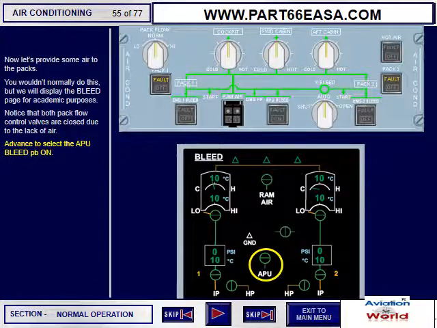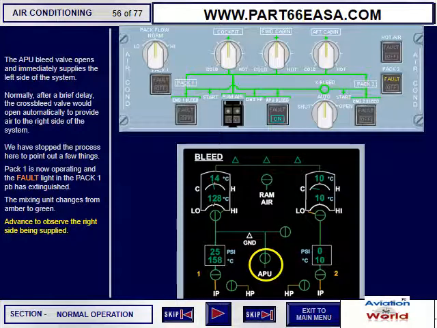Now let's provide some air to the packs. You would normally do this, but we will display the bleed page for academic purposes. Notice that both pack flow control valves are closed due to the lack of air. Advance to select the APU bleed push button on. The APU bleed valve opens and immediately supplies the left side of the system.